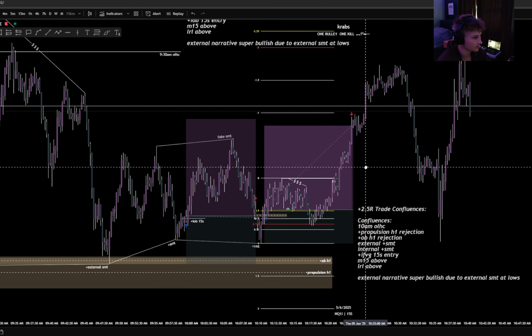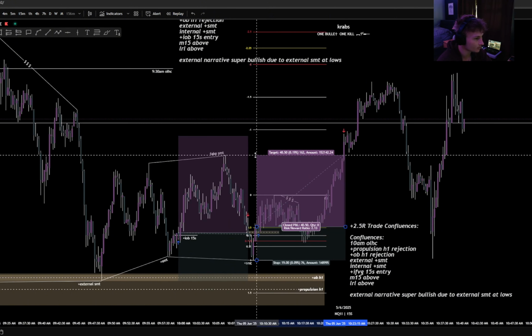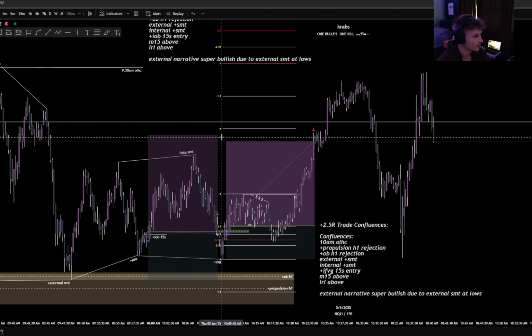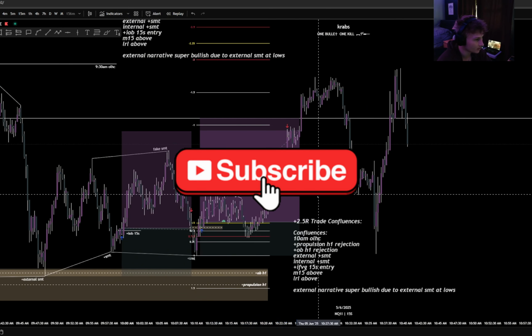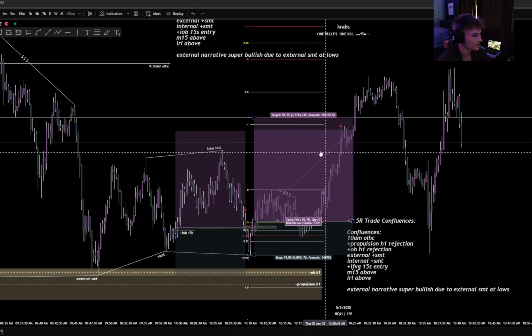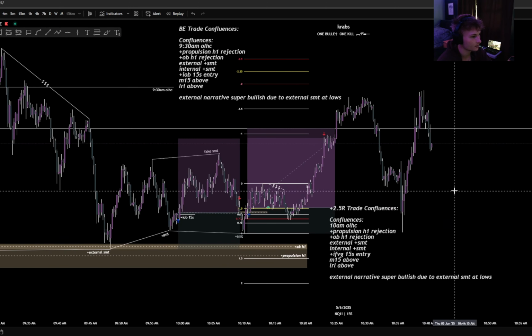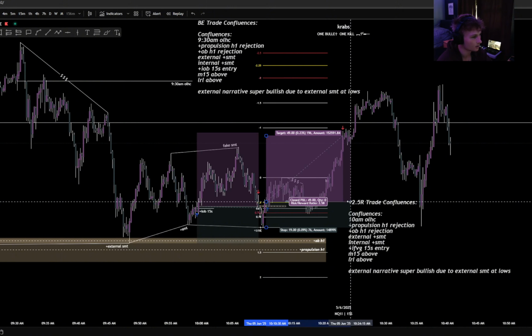But yeah, basically took this off at around 2.5 R. Was aiming for 2 R, but I got slipped a little bit more, so that was pretty good. And main target here was the unfilled 15-minute fair value gap for a 1 to 3. I know some of you guys closed around 1 to 3, so yeah, nice base hit. And yeah, that's pretty much it for AM session.